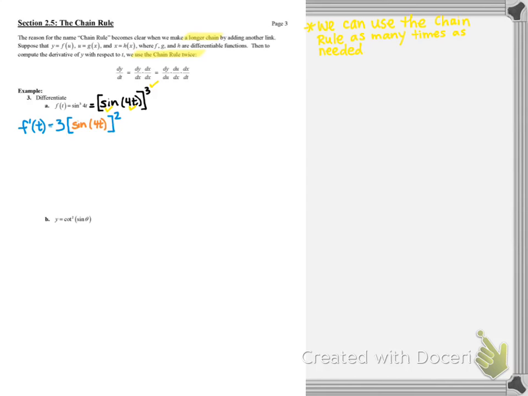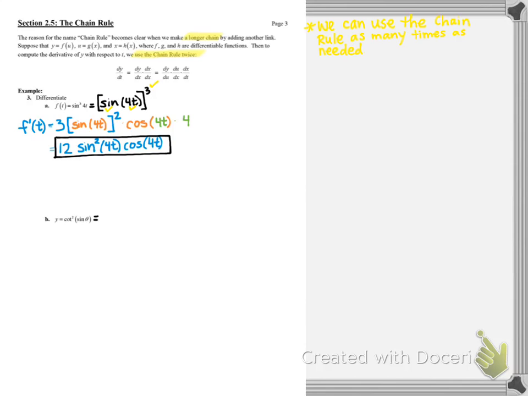Then I'm going to take the derivative of the inside of the orange. That's cosine. I leave the inside the same, which is 4t, and then I take the derivative of that. Tried to color code it for you so that you can see you evaluate the derivative, leave the interior the same, and then take the derivative of that interior until you have nothing left. And then you just simplify. That becomes 12 sine squared of 4t cosine 4t. This is your final answer.